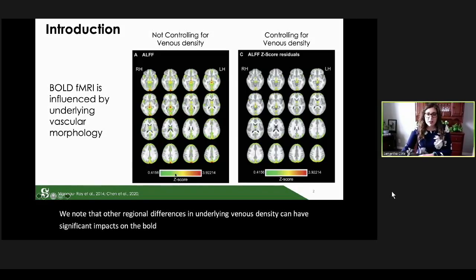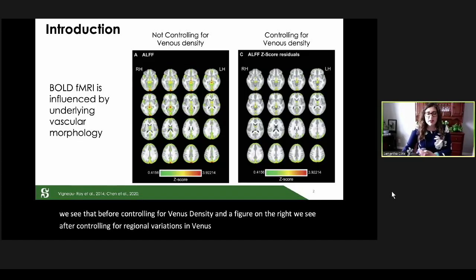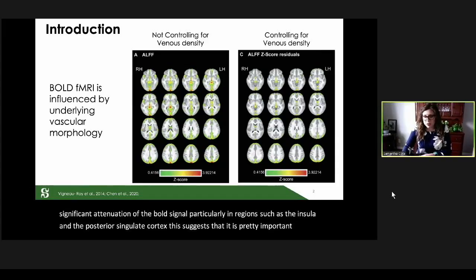So if we look at the figure here on the left, we see that before controlling for venous density, and in the figure on the right, we see after controlling for regional variations in venous density, there's a significant attenuation of the BOLD signal, particularly in regions such as the insula and the posterior cingulate cortex. This suggests that it is particularly important to take into consideration underlying vascular morphology.